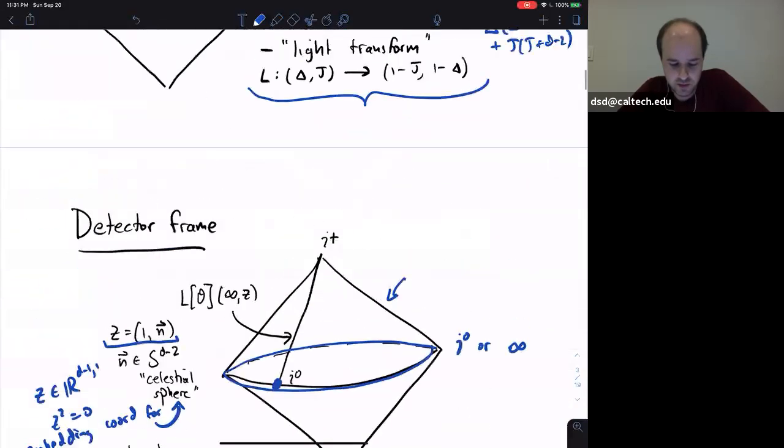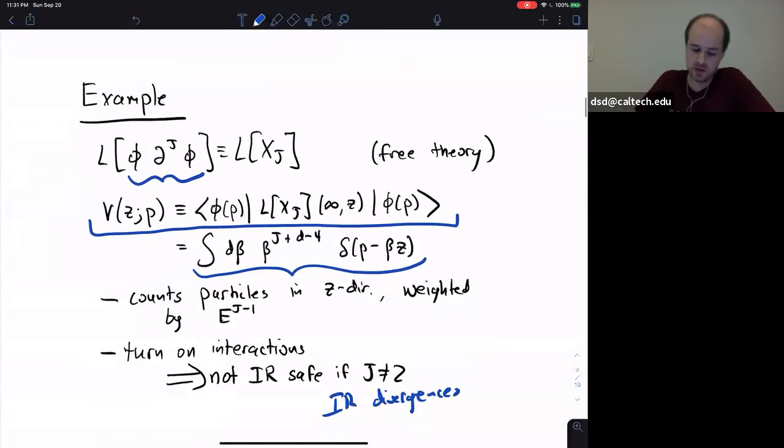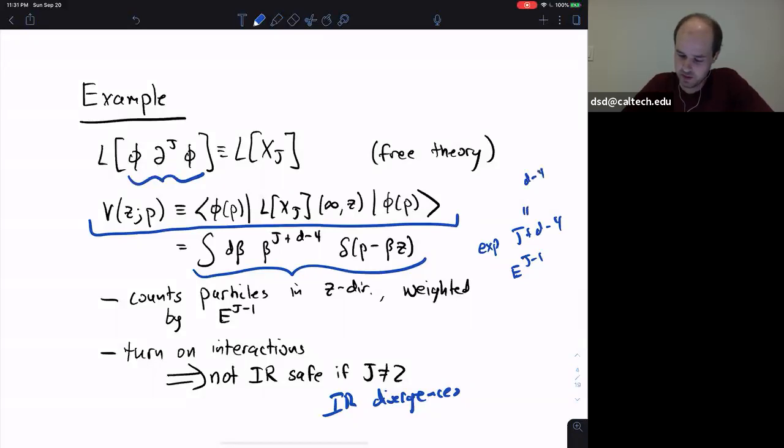Sorry for going so fast here. Let me find it. So what we should do is write the exponent as j plus d minus 4, and then the thing it's weighting it by is e to the j minus 1. So we write this equal to whatever was in the exponent there, which I think was maybe d minus 4 over 2, and solve for j. Okay.